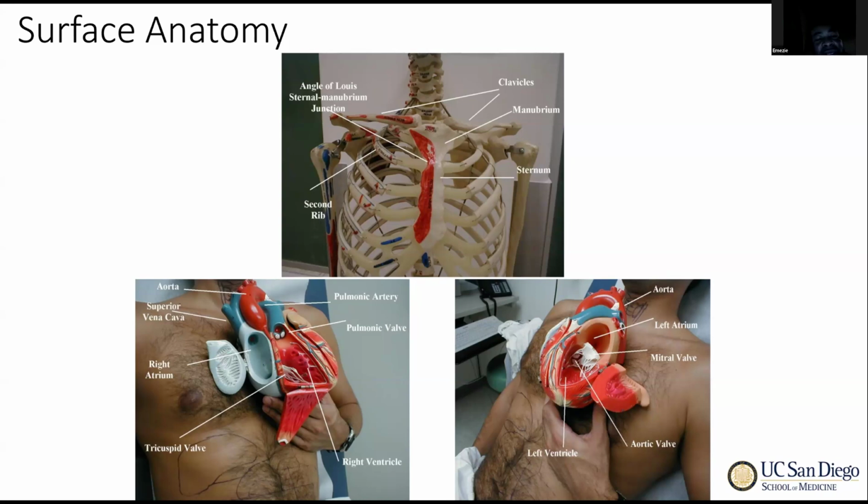What about the aortic valve? The aortic valve is located opposite to that position, which is the second intercostal space, right sternal border. So the pulmonic and aortic valves are opposite to each other. Second intercostal space, left sternal border, for the pulmonic valve. Second intercostal space, right sternal border, for the aortic valve.